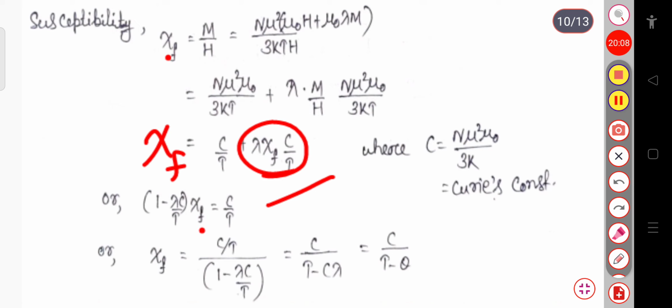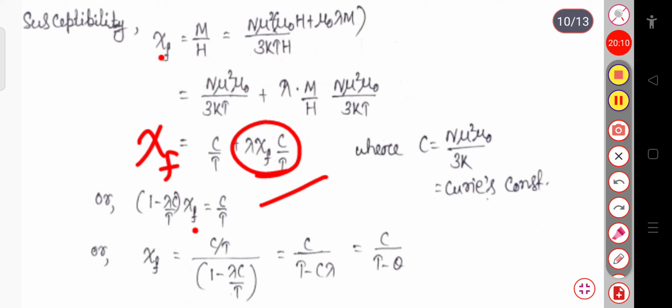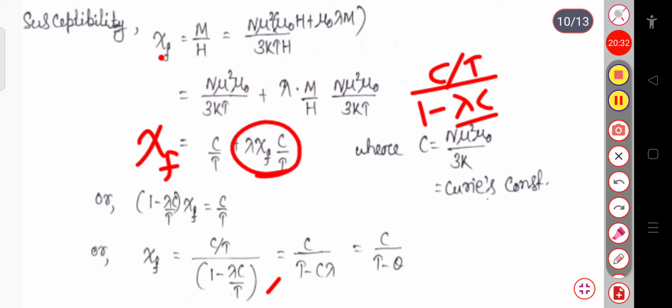And so we can write that again. The susceptibility chi will be equal to C by T divided by 1 minus lambda C divided by T. Now this T will get cancelled with this T. If you take the LCM, this will be (T minus lambda C) divided by T. So this T will get cancelled with this T. This will be simply C by T minus C lambda.